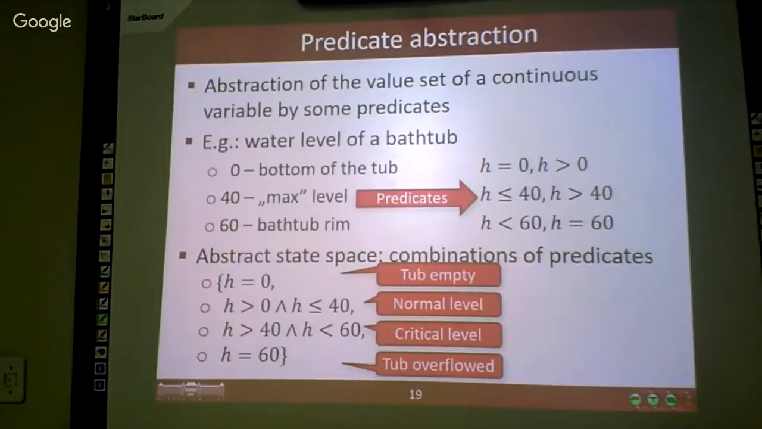So this way we can use predicates to express those parts of the continuous state space that are relevant for us, for example, from the control point of view. And this is called predicate abstraction, and these are called the predicates in our system.